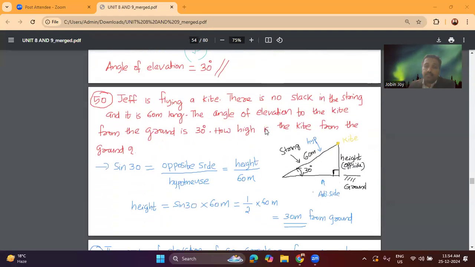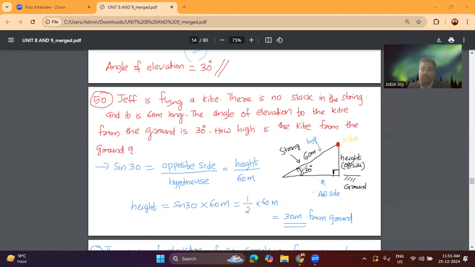Next question. Jeff is flying a kite. Okay, so here in this figure, you can see this is the kite. There is no slack in the string. This hypotenuse represents the string, and this horizontal line represents the ground. There is no slack in the string, that means the string is completely tight. There is no looseness. So the length of the string is given, it's 60 meters. That means the hypotenuse is given, it's 60 meters.